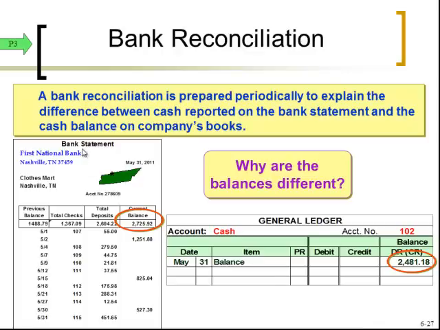We take a look at the bank statement on a monthly basis. They send it to us. We compare it to what we have in our records. The balances generally won't match up, and it's not a problem. It's due to timing. Due to the timing of when we reported something versus when the bank reported it.